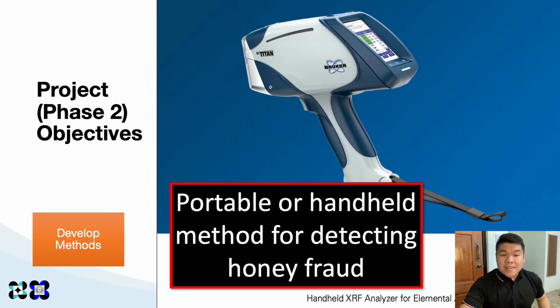Our first objective is to develop more methods. This time we are focusing on a portable or a handheld method for detecting honey adulteration and fraud. We particularly will be using a handheld XRF for elemental analysis, which we can bring to the field or to the market to quickly screen which honeys are adulterated and which ones are authentic.